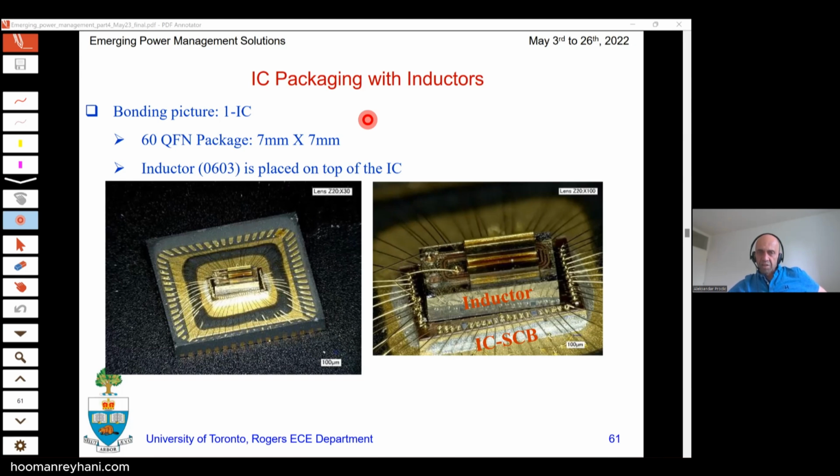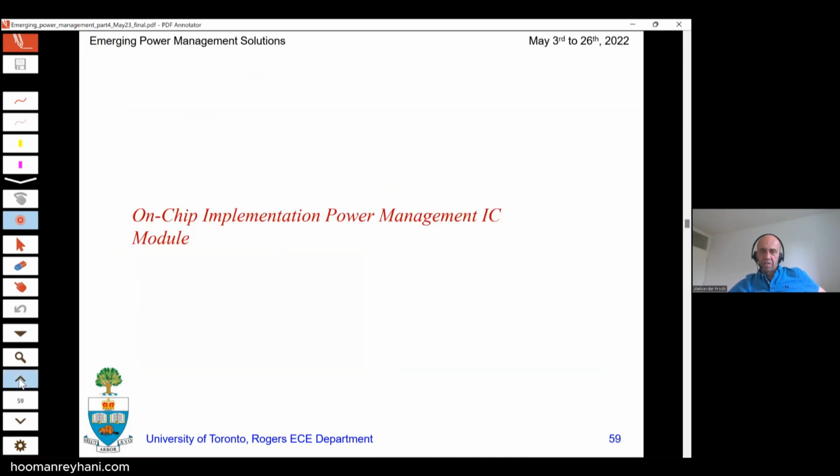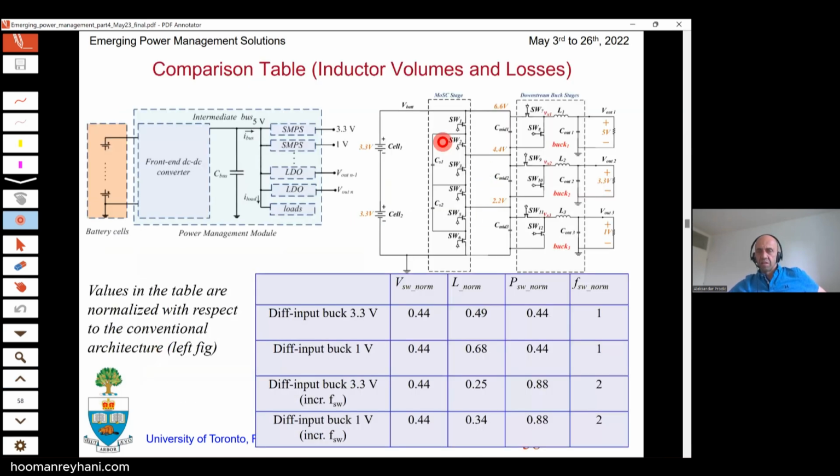There is a question, just give me a second to read the question. Does the lower gate overdrive voltage on the power switches not lead to higher R-on and impact on the power efficiency? Okay. So there is a question regarding the gate voltages for these transistors, right?